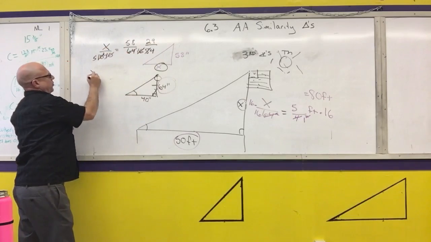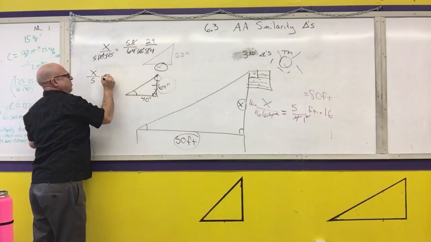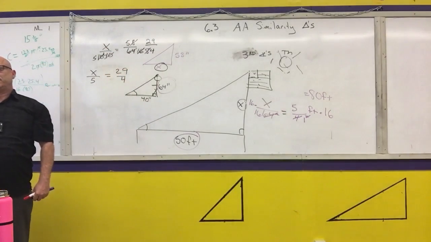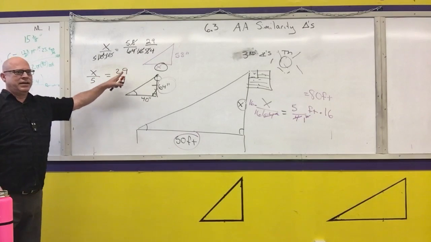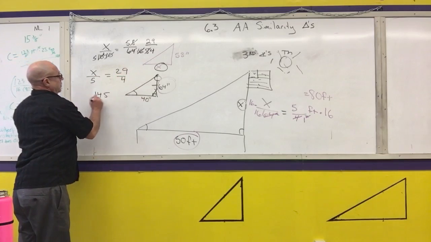So the final problem I have, now again, you can multiply this whole thing out and get the right answer, but I like to do it so I don't have to use a calculator. So I'm going to take 5 times 29 and get 145 fourths.